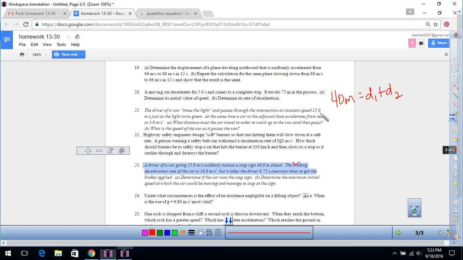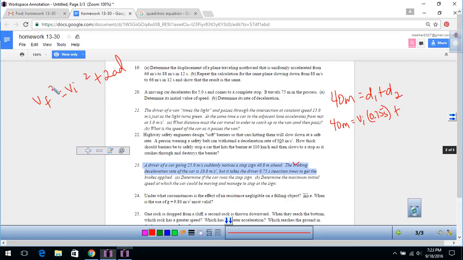So I said during D1 he has an average speed, which we're just going to call VI. We don't know what it is. And he has 0.75 seconds to react. So there's my VIT. That's my average speed times time equation. And then during D2, I had VF squared equals VI squared plus 2AD. So this would be 0 because he's going to come to a stop. So -2AD is equal to VI squared, which is what I'm looking for. So -2, A is negative, what did we say was -10?